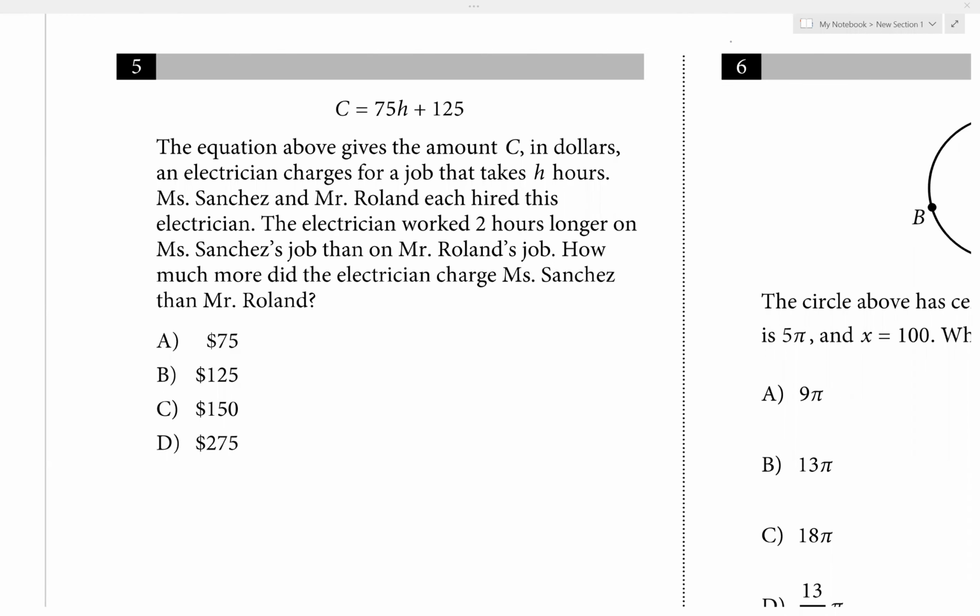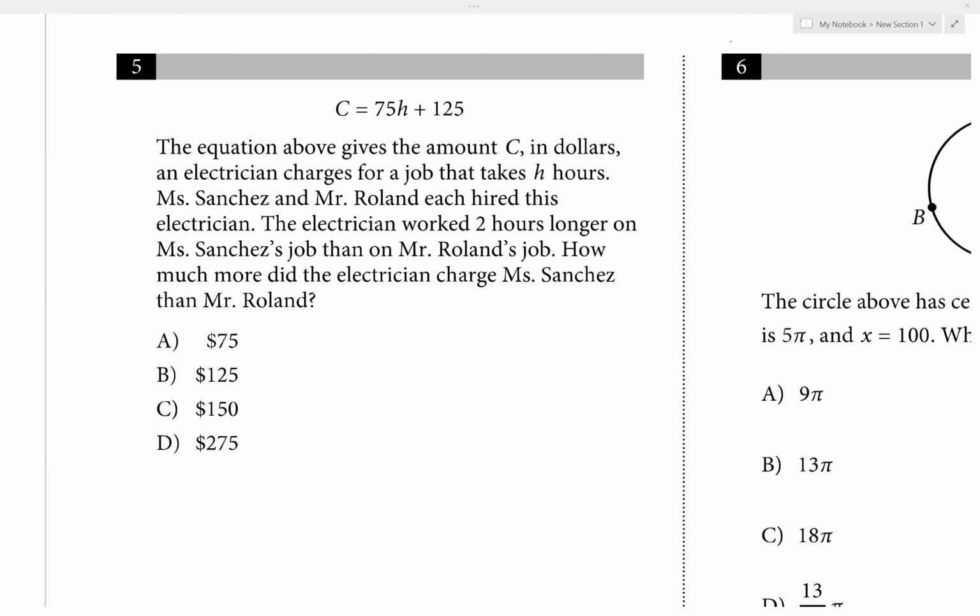All right, number 5. C equal to 75H plus 125. The equation above gives the amount C, in dollars, an electrician charges for a job that takes H hours. Ms. Sanchez and Mr. Rowland each hired this electrician. The electrician worked 2 hours longer on Ms. Sanchez's job than Mr. Rowland's job. How much more did the electrician charge Ms. Sanchez than Mr. Rowland?